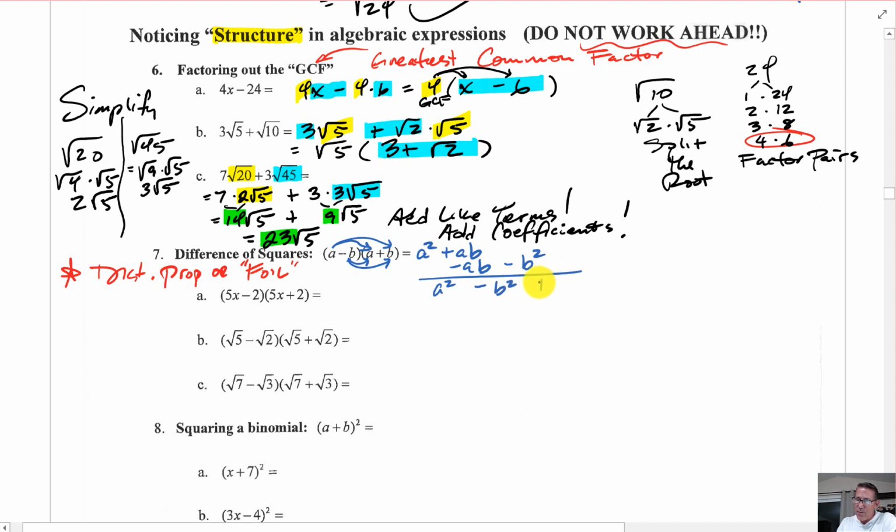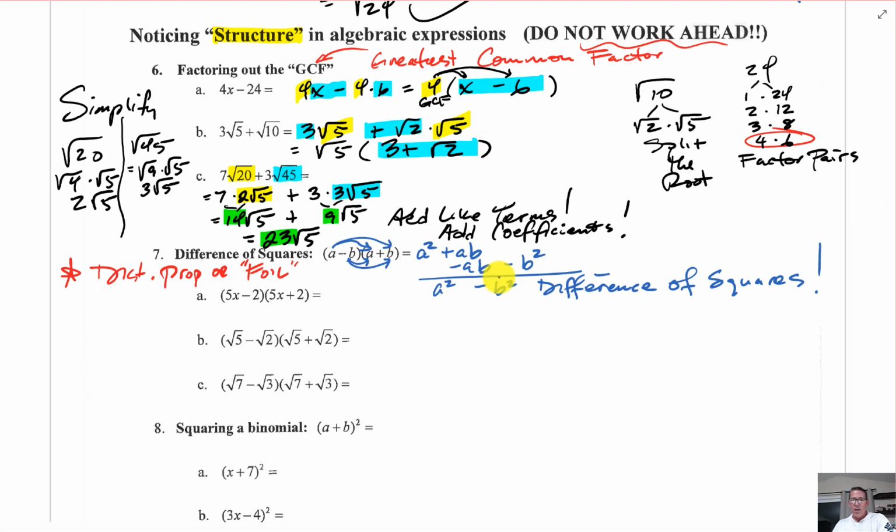So this is called a difference of squares. Because a difference means minus, and a squared and b squared are squares. So it's called a difference of squares for obvious reasons. Difference means subtract, and when you square something, it's called a square. So a squared is a square, b squared is a square. Hopefully that's obvious.